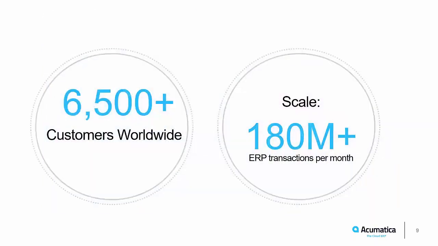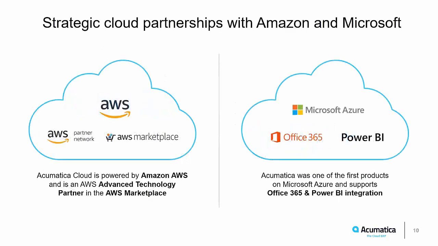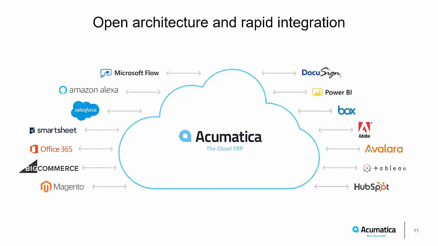Again, we talked about this: 6,500 customers worldwide as of February, probably closer to 7,000 as we speak. We've talked about the ability to seamlessly integrate into the Microsoft Suite, 365, Power BI, and the Acumatica SaaS instance runs in the Amazon Web Services environment. We talked about cloud to cloud before in more detail, but all of these products surrounding the Acumatica cloud can be seamlessly plugged into that Acumatica environment.